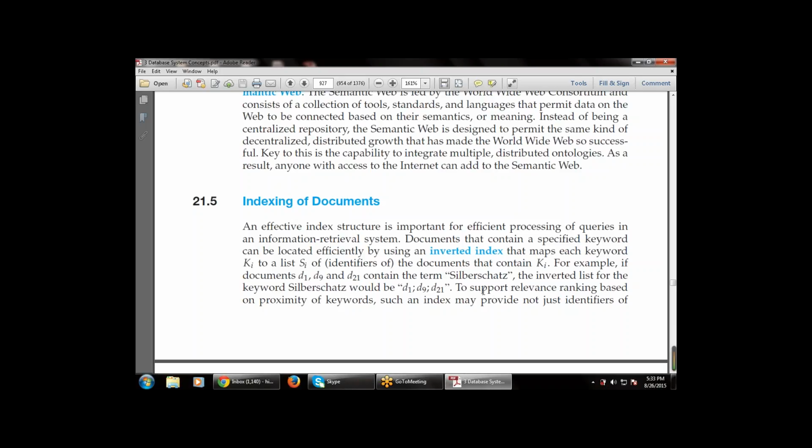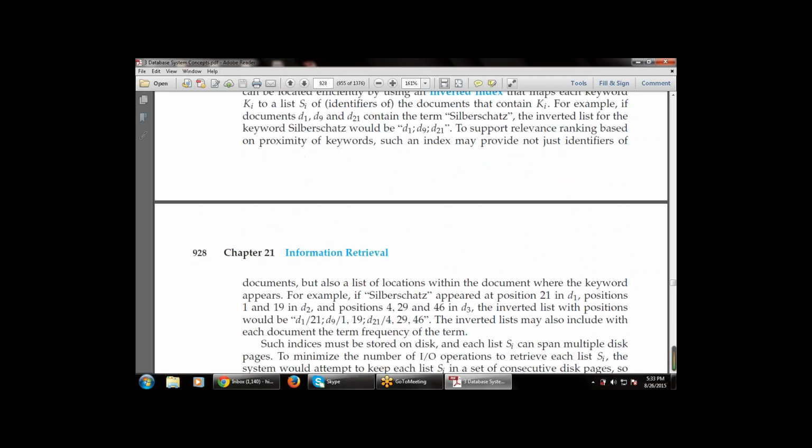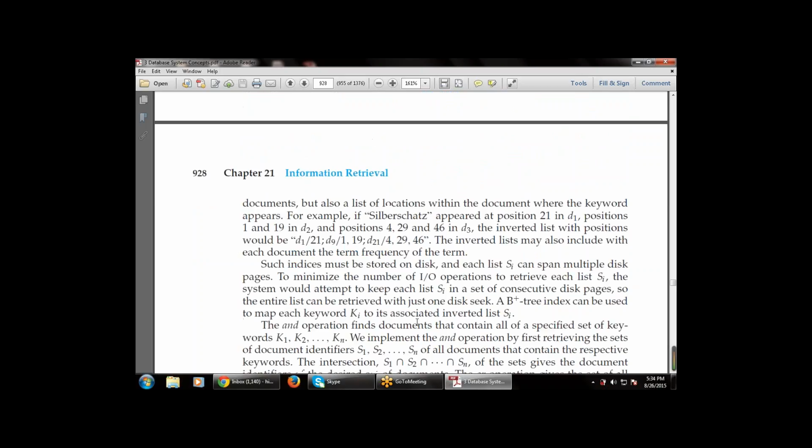To support relevance ranking based on proximity of keywords, the index may provide not just identifiers of the documents, but also a list of the locations within a document where the keyword appears. For example, silver cats appeared at position 21 in D1, positions 1 and 19 in D2, and positions 426 and 2946 in D3.